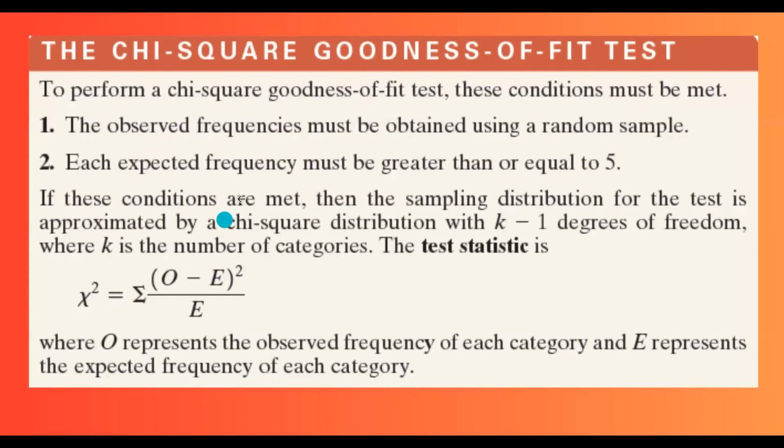If these conditions are met, then the sampling distribution for the test is approximated by a chi-square distribution with k-1 degrees of freedom, where k is the number of categories. The test statistic is chi-squared, which is the summation of observed frequencies minus the expected frequencies to the second power divided by E, which is the expected frequencies.